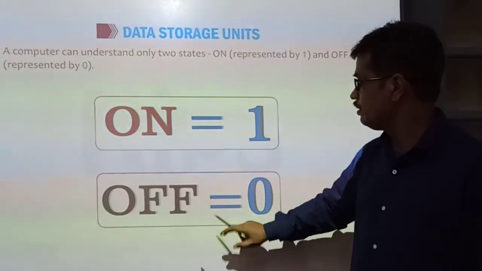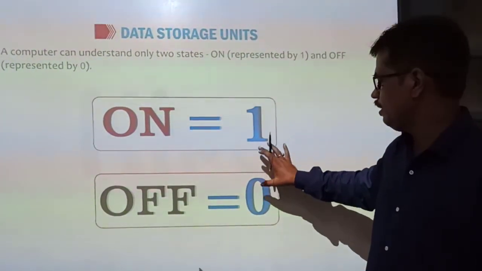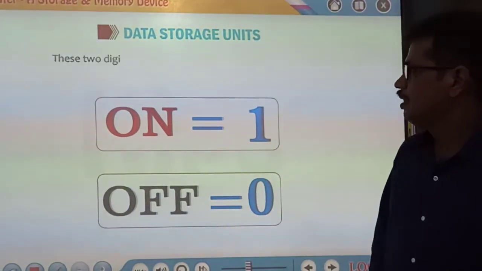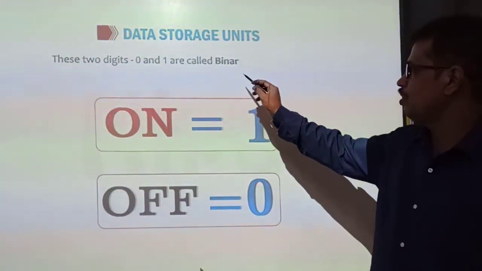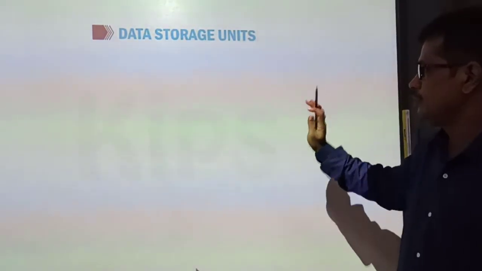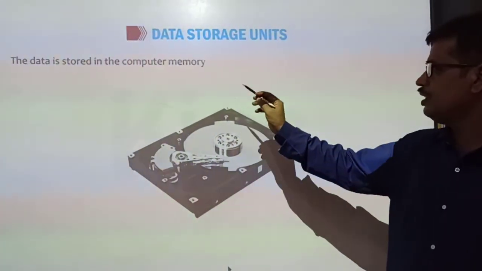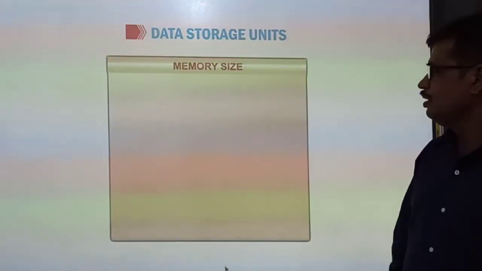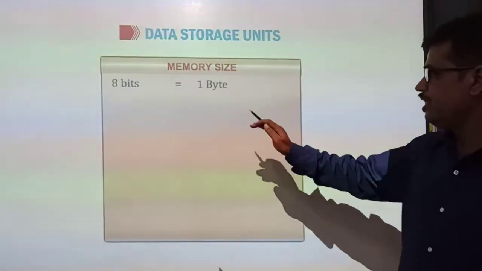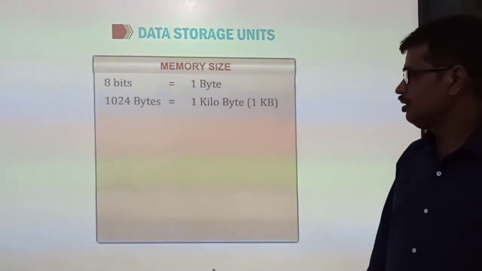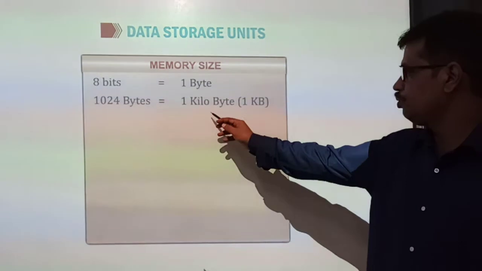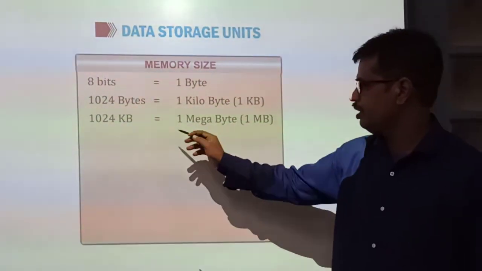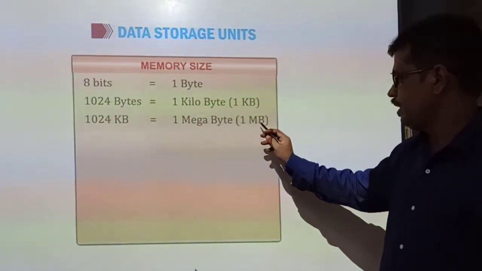These two digits, 0 and 1, are called binary digits or bits. Now, the data is stored in the computer memory in the form of bits and measured in bytes. Memory size: 8 bits equal to 1 byte, 1024 bytes equal to 1 kilobyte, and 1024 kilobytes is equal to 1 megabyte, which is 1 MB.